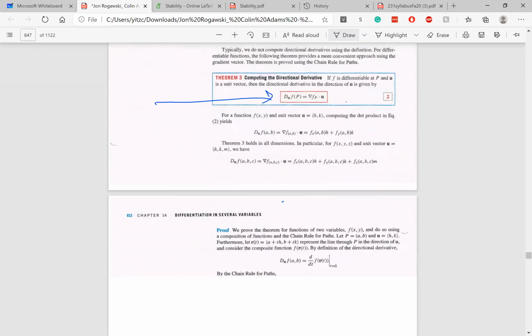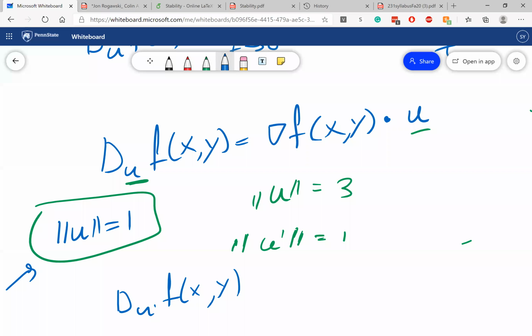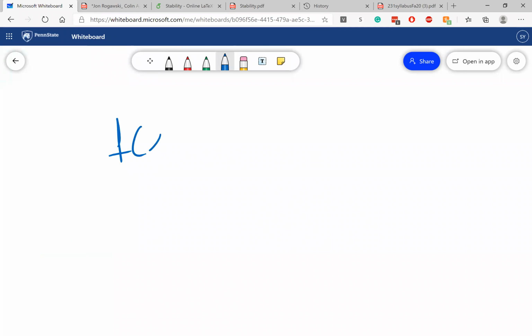So let's do this example. Let f of x, y be x e to the y. So f of x, y is equal to x e to the y.